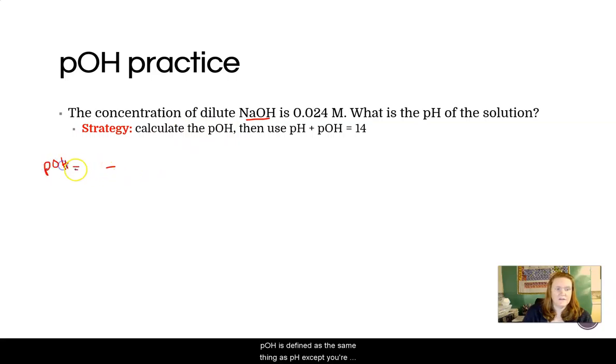pOH is defined as the same thing as pH, except you're using hydroxide ion. And then you can use the equation to convert between pH and pOH. This is not the only way to do it, but this is probably the fastest, I think.